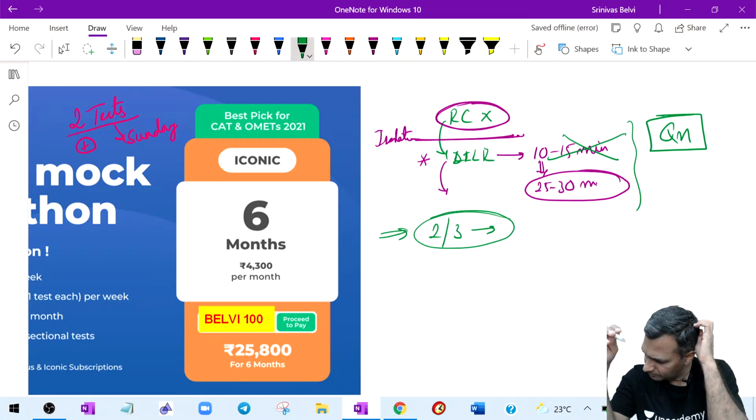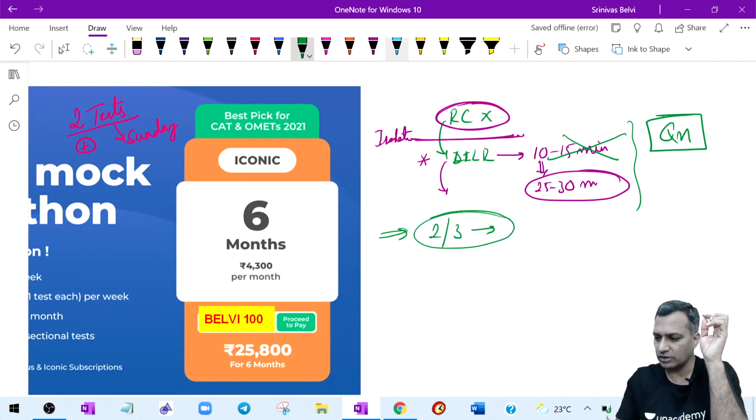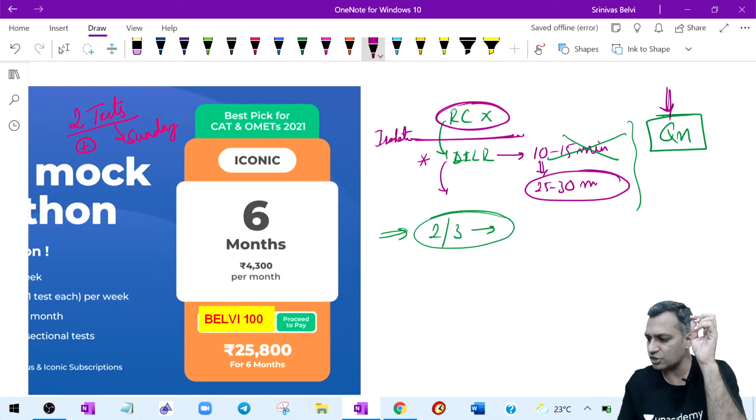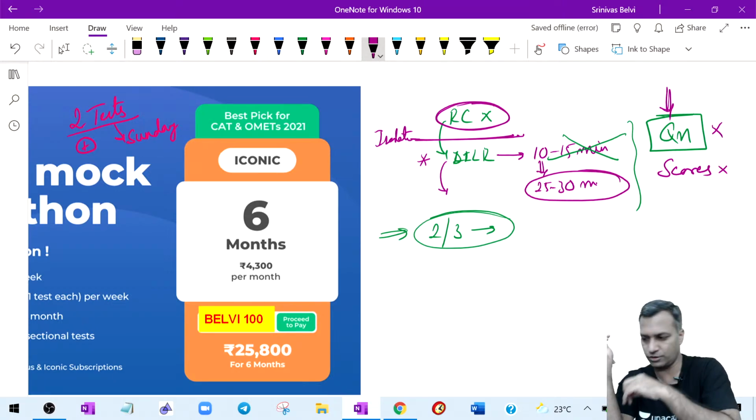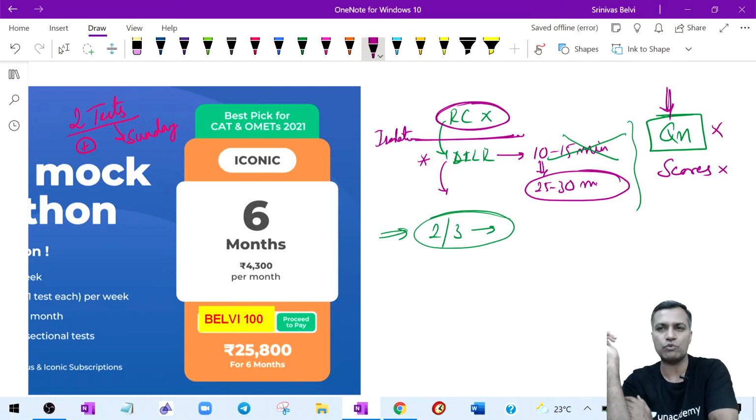Understood, everybody? It's not about questions. If you are thinking it is about questions and scores, no. It's not just about questions and scores. It's about exposure to various circumstances, which you can create only through exams, not through anything else. And then you can expect to have the best day, one of the best days you will have, not the worst of them. Okay, good.